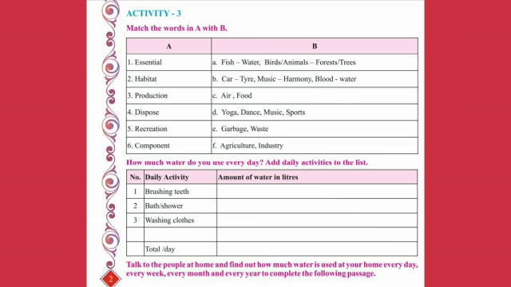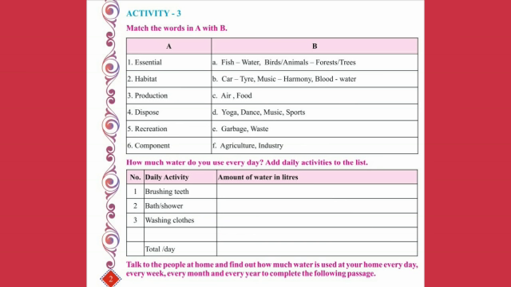Home for birds and animals is forest and trees. Number 3, production. Who produces? I think F, agriculture and industry produce basic needs of the human beings. Number 4, dispose. Dispose means to throw away. So it may be answer E, garbage and waste.